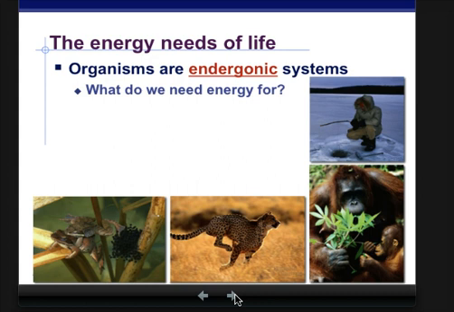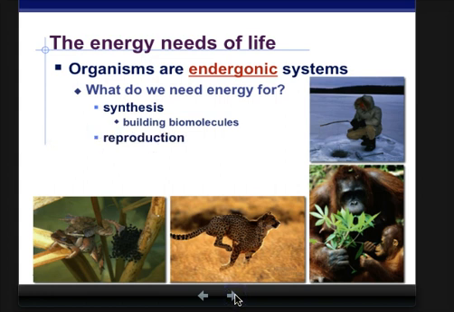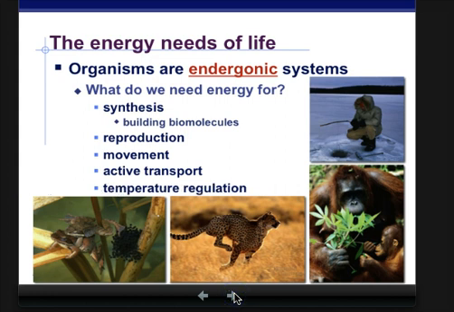So, what do we need energy for? Synthesis, building biomolecules that are necessary for the structures of living beings, for reproduction, for movement, for active transport across cell membranes, getting stuff across that cell membrane in the processes that require energy, and temperature regulation. So that's the point of having energy, is to do all of these things.